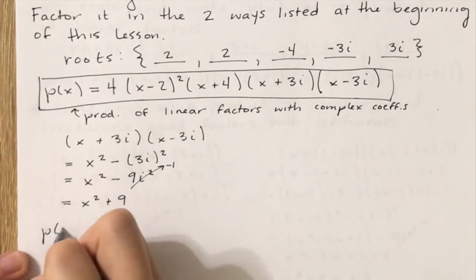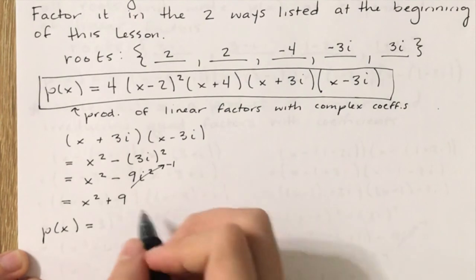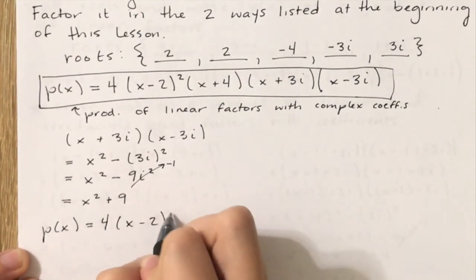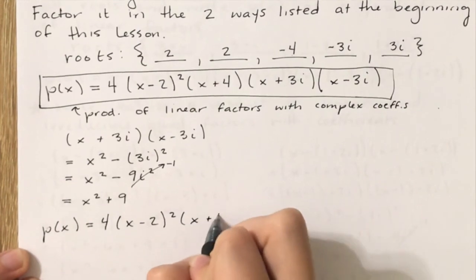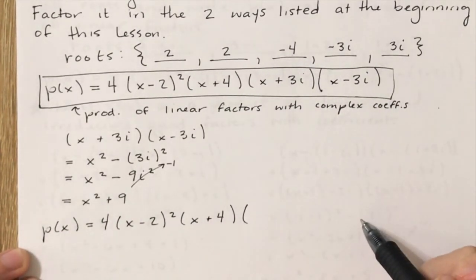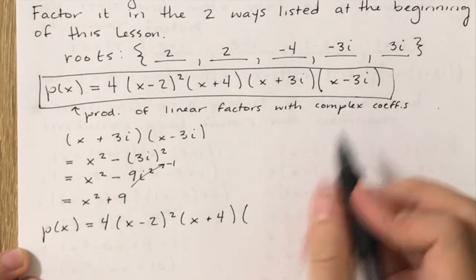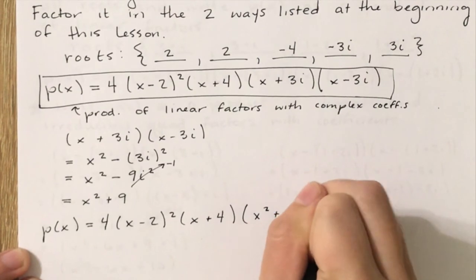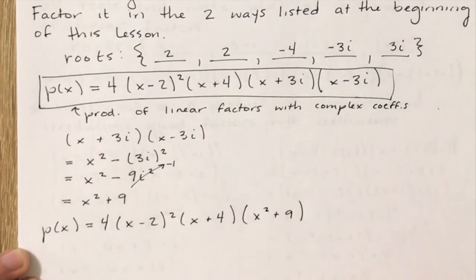So everything here is the same until we get to the factors with non-real coefficients. We have our leading coefficient, x minus 2 squared, x plus 4, and then instead of writing our linear factors with non-real coefficients, we'll write it as the irreducible quadratic factor that we just found, x squared plus 9. And then all of this together will be a product of linear and irreducible quadratic factors with all real coefficients.